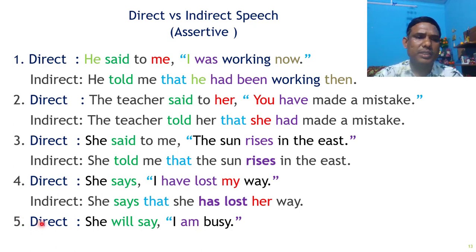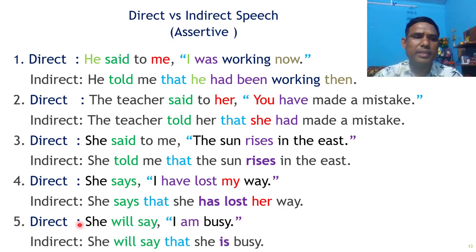Number 5. Direct: She will say, I am busy. Indirect: She will say that she is busy. The reporting verb will say, the word that has been used as a linker. The first person I follows the subject of the reporting verb she, so I has been changed to she.